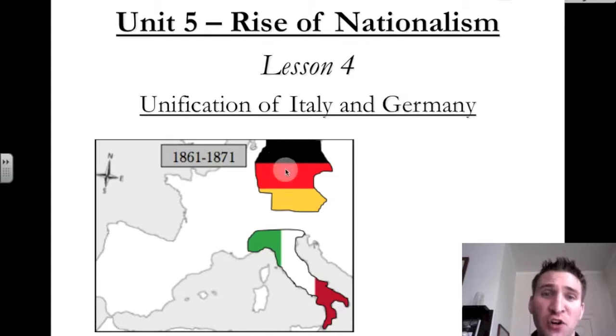Here you see Germany in Central Europe, bordered by France to the west, Poland to the east, Austria to the south. Here you also see Italy in Southern Europe, surrounded on three sides by the Mediterranean Sea, and having Austria and Switzerland border it on the north. How do these two countries unify? That's what we'll study today.